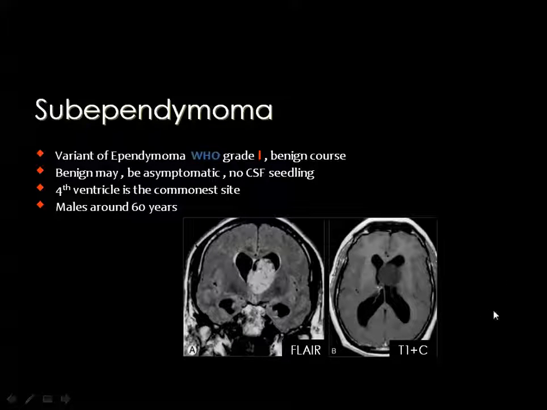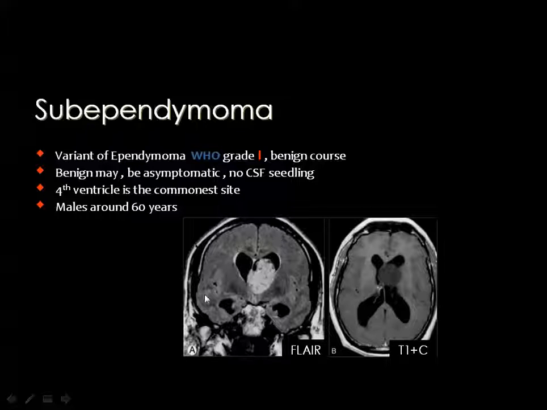Then the subependymoma is a variant of ependymoma, which is a low grade, almost benign neoplasm, and they may be asymptomatic. It does not produce CSF seeding. The tumor may occur in the fourth ventricle, but can occur also in the lateral ventricles. One of the most specific criteria of this subependymoma is that it does not enhance after contrast injection.